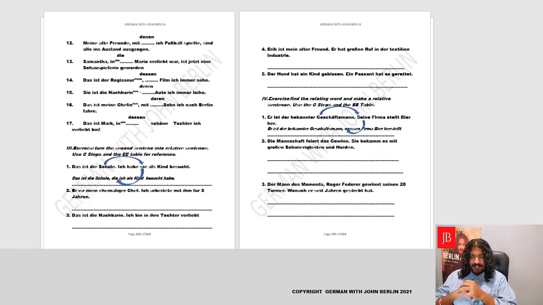All right, welcome back to the next lesson for the relative pronouns. We'll be continuing some practice. Here we have certain sentences and we need to make one sentence out of them, like a relative sentence.